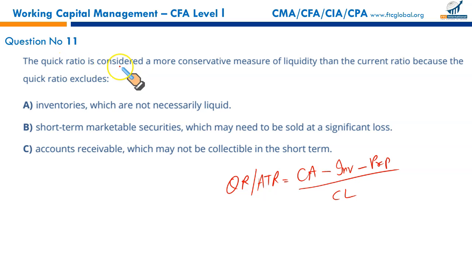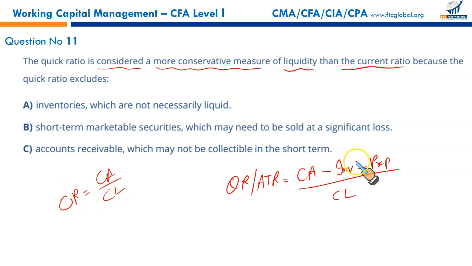The quick ratio is considered a more conservative measure of liquidity than the current ratio. Yes, because the current ratio is equal to current assets over current liabilities. So we deduct inventory and prepayments in order to calculate quick assets, and then we calculate the quick assets as a fraction of current liabilities. It is a more conservative ratio.